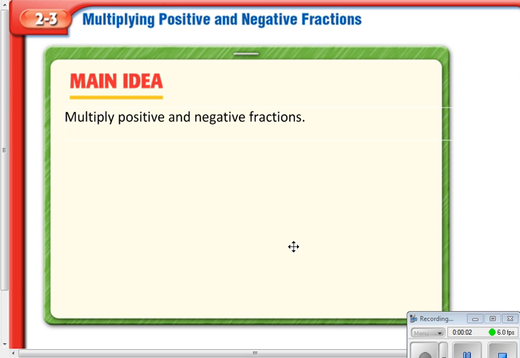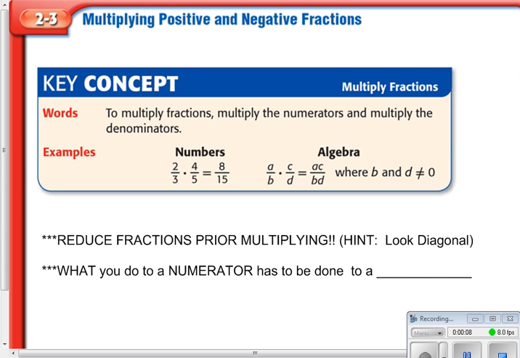Lesson 2.3 is on multiplication of positive and negative fractions. Our first little key concept here to help you out is to multiply fractions. Multiply the numerators and multiply the denominators. So if you look at this first example, you multiply your numerators. 2 times 4 gives us 8, and 3 times 5 gives us 15. So that's how we multiply fractions.